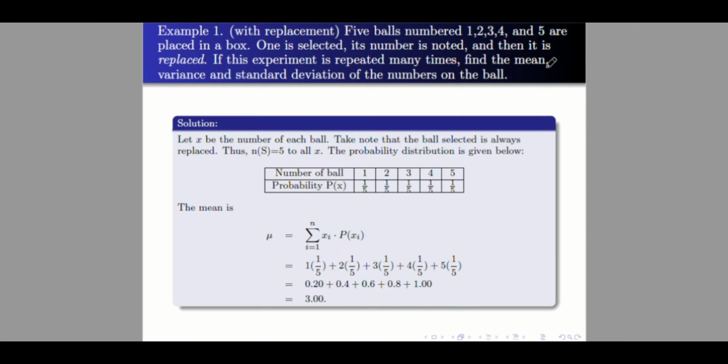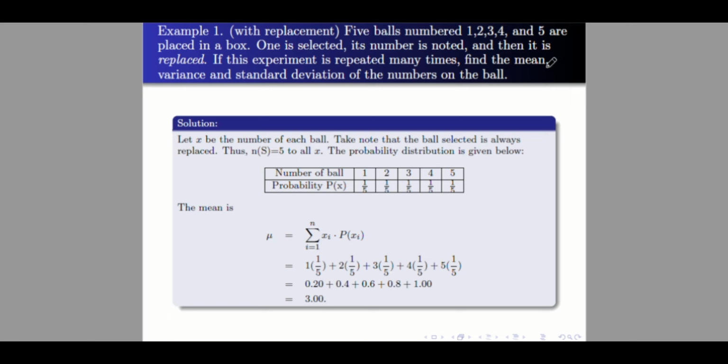So by returning the ball inside the box. Now if this experiment is repeated many times, find the mean, variance, and standard deviation of the numbers on the ball. In this case, we're not given a probability distribution table, so we will provide the probability distribution table. Now this is the solution.